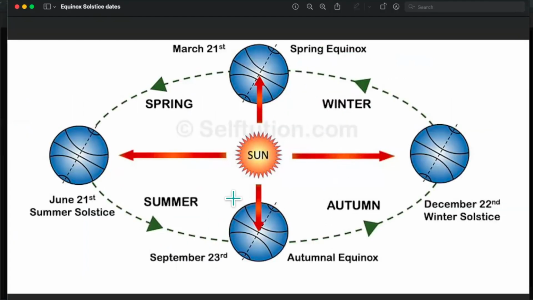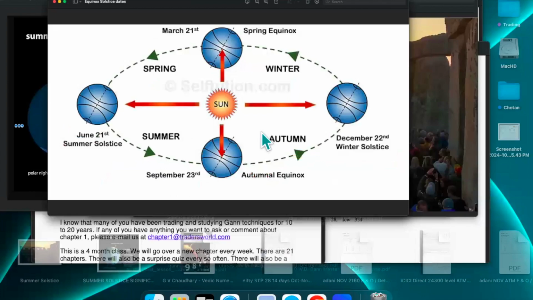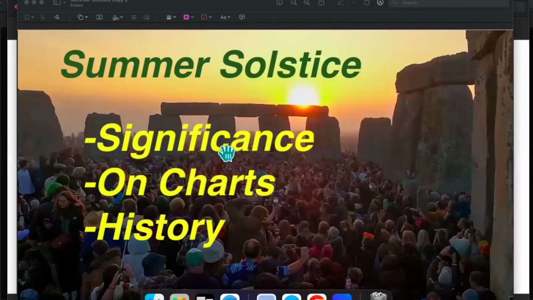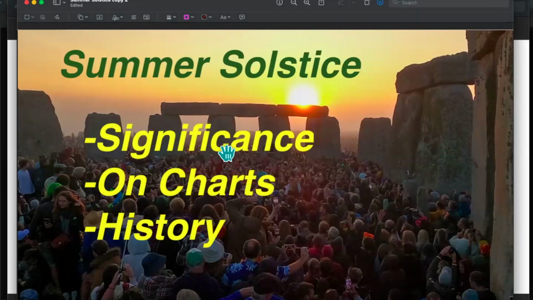So we have just marked all these 4 dates together. Now we'll come back to the significance part. What exactly is the significance of summer solstice? What is so important about that?